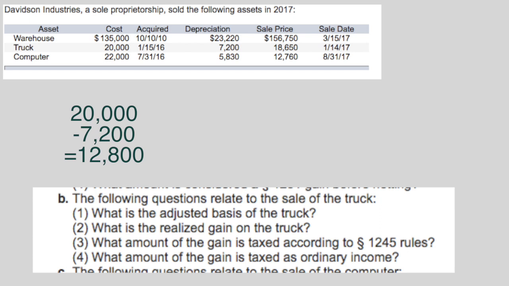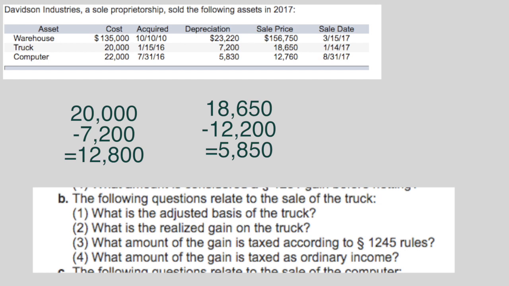Our cost minus depreciation equals our adjusted basis, 12,800. Number two, what is the realized gain? Take our sale price minus that adjusted basis, 5,850. Now, number three, what amount is taxed according to Section 1245 rules?